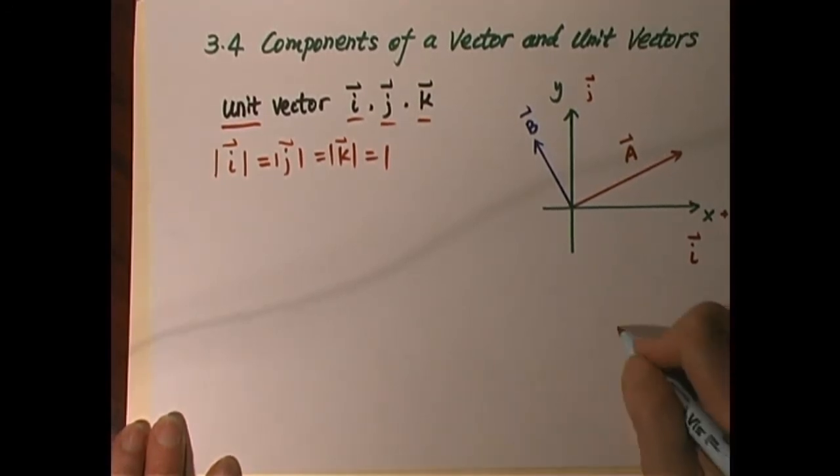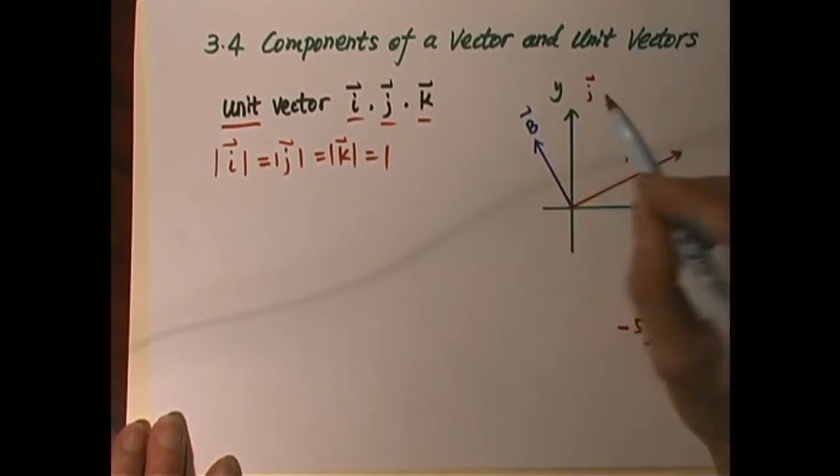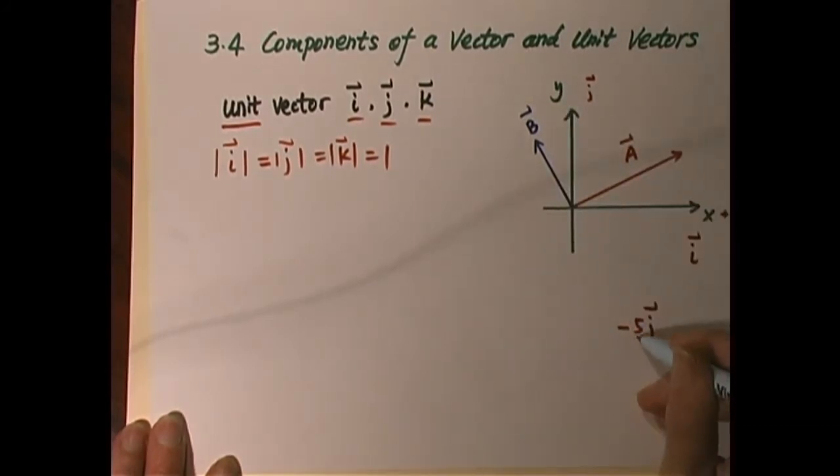So if I have a negative 5j, what does that mean? That means it is in the opposite direction of the positive y, of 5 units. That's negative 5j. So with i, j, k, we can present our vector in a mathematical way.